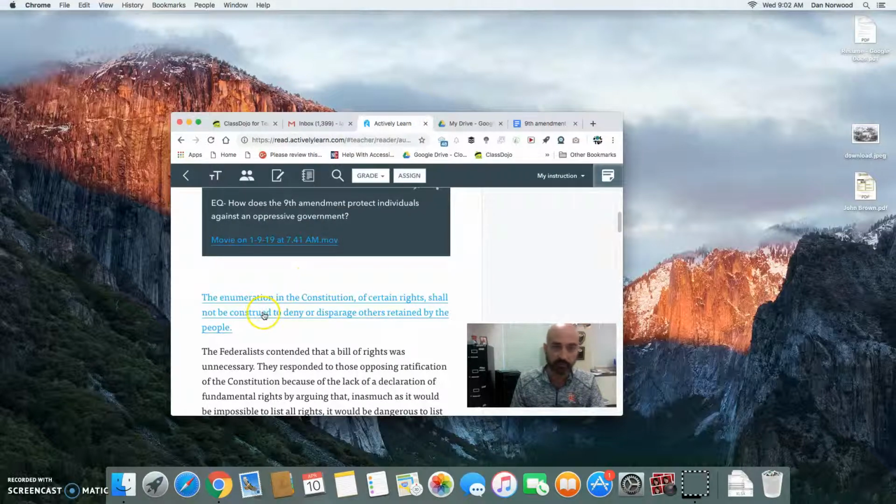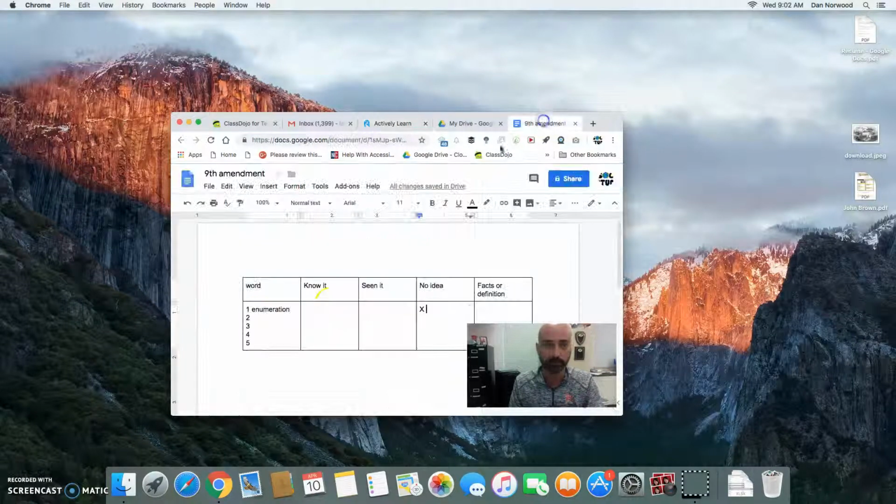You may not know what construed means. You may know what Constitution means, but you can put that in your chart as well. So if you come over here and put Constitution, and then you may want to put that you know it. Hopefully, if you're on it before I get there, you should know it, but I'm going to help you go into further detail before I arrive. All right.